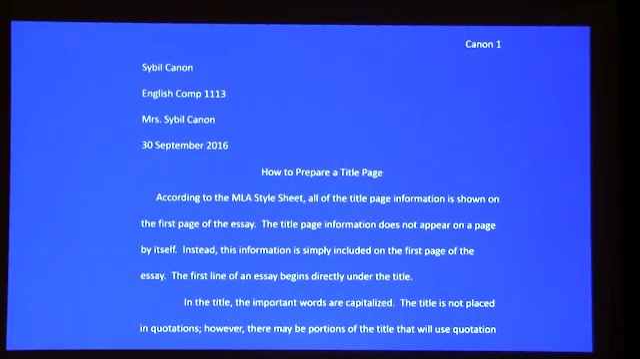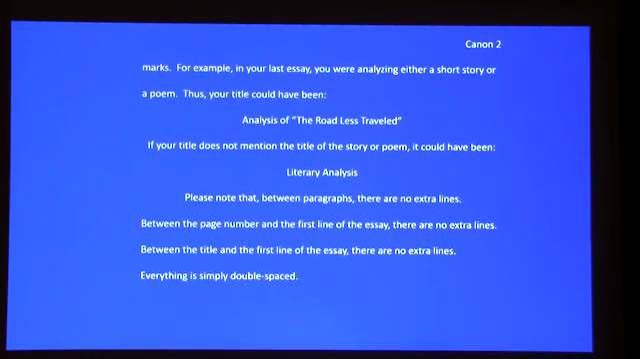I have tried so hard to explain this, and I'm not doing a good job, obviously. But the title page information is not separate from the rest of the paper. It is included only on the first page. And when you get to page 2, the only thing that's there is your page number in the right-hand corner with your last name and page 2.